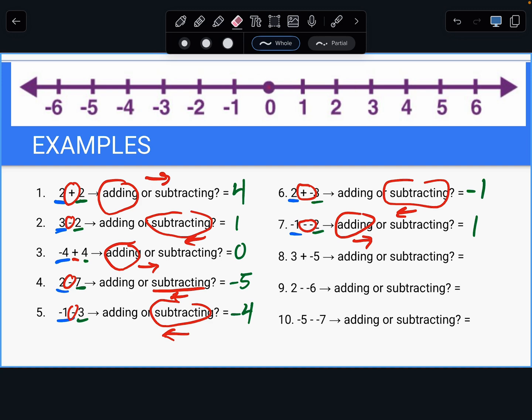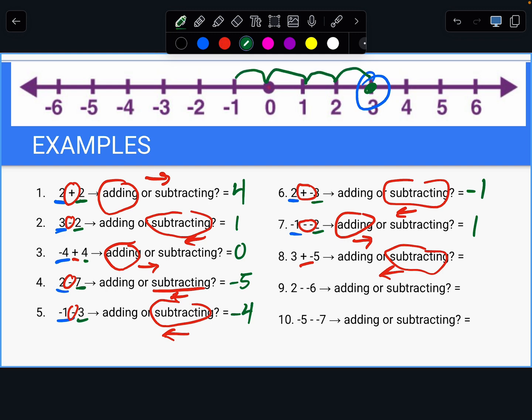3, oops, sorry, that's supposed to be in blue. We start at 3. We have plus a negative, which means we're subtracting, which means we're going to the left. We're going to the left 5 times. 1, 2, 3, 4, 5. We end up with -2.